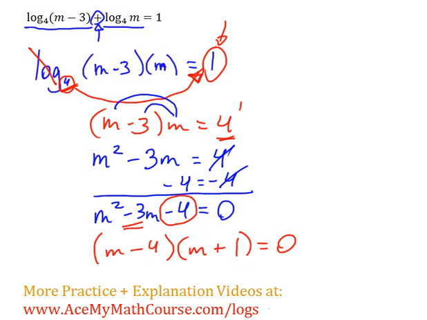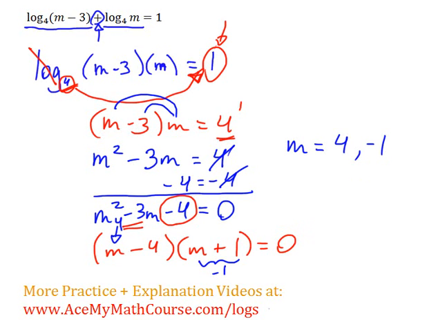Okay, now, what is m equal to? 4. Why is that? Because if I plug in a 4 right here, 4 minus 4 is 0, so that works. And a negative 1, because negative 1 plus 1 is also 0. Great. Are we done? Is m just equal to 4 and negative 1?